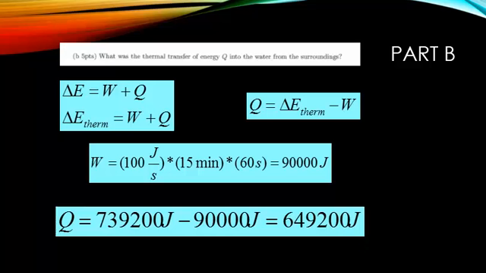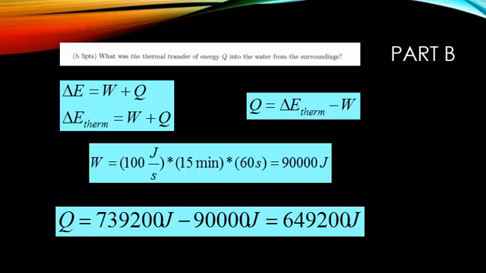Part B asks, what was the thermal transfer of energy Q into the water from the surroundings? We will start from the fundamental principle, the energy principle. We know that the change in energy is equal to work plus thermal energy transfer. Since thermal energy is the only energy that is changing for our system right now, we can assume that the change in thermal energy equals work plus thermal energy transfer. Next, we must rewrite the equation to solve for Q so that we have Q equals change in thermal energy minus work.